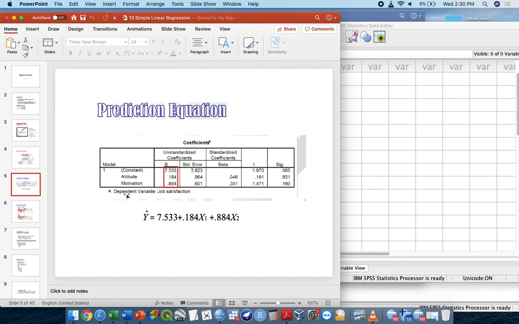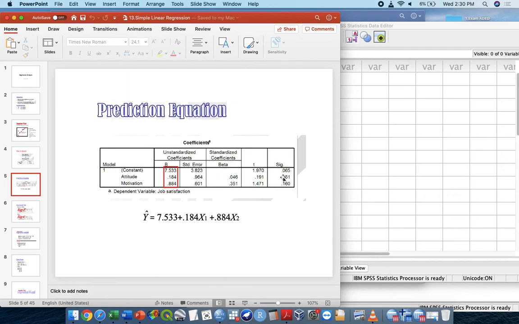And then we can see here the dependent variable is job satisfaction. So indirectly, the y hat here is telling you job satisfaction is equal to 7.553 plus 0.184 times the attitude score of your respondent plus 0.884 times the motivation score of your respondent. Then you can predict the y hat. That is the beauty of this linear regression. But you must make sure the model is fit and the regression equation is good, then you can use it.